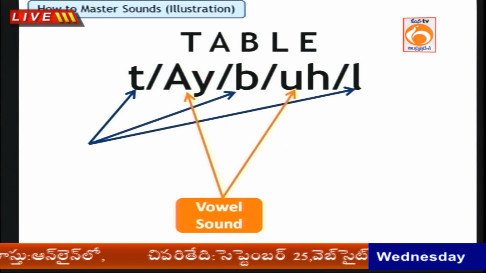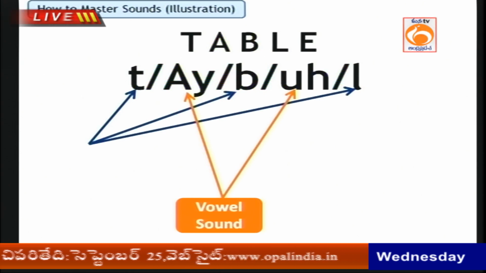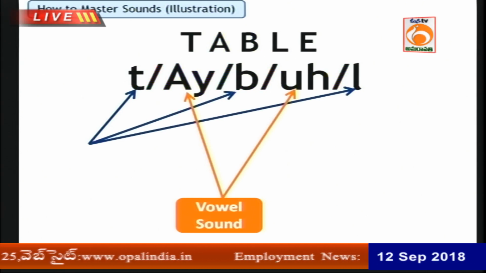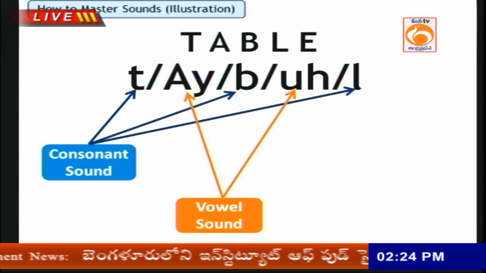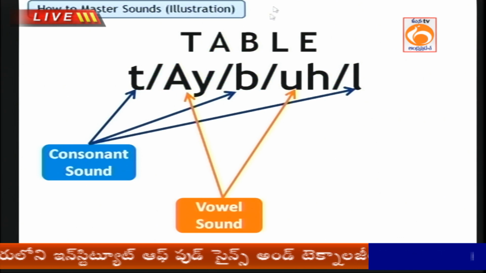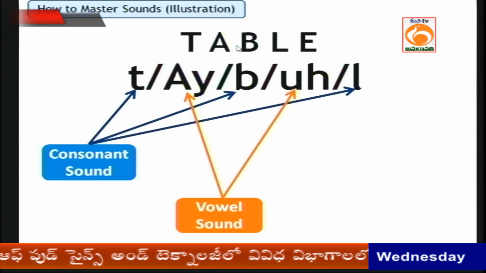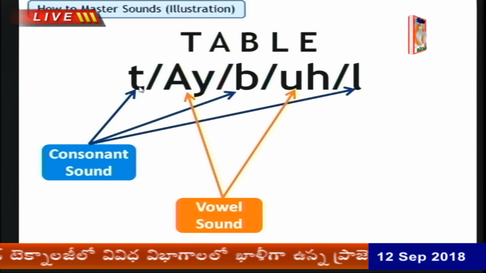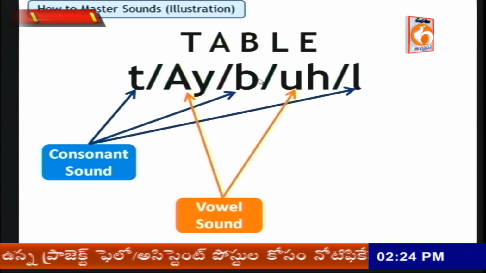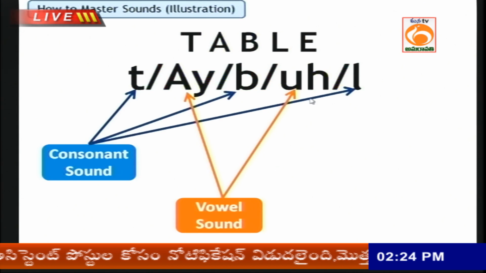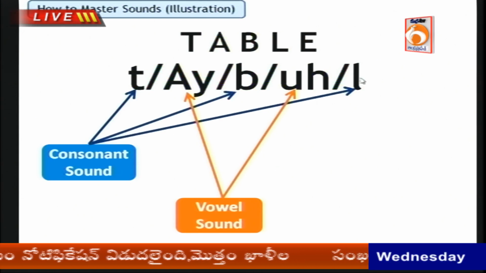For example, I have a word which is table, T-A-B-L-E. So what I have done is I have broken it into the consonant sounds and the vowel sound. So T is a consonant sound. Te, so I say T, A, B, we say table. So A is a vowel sound, then L, table.